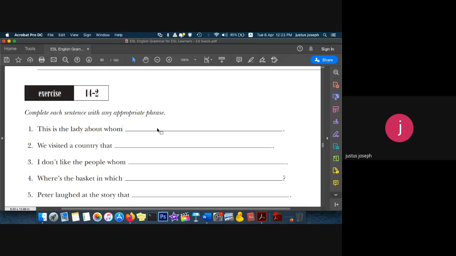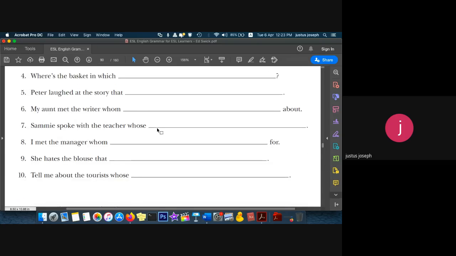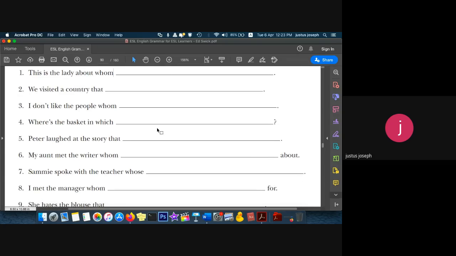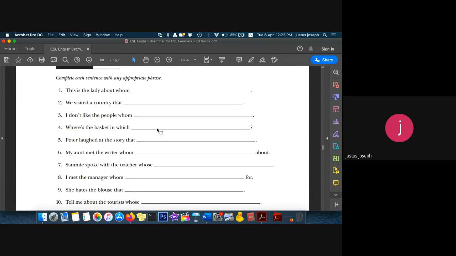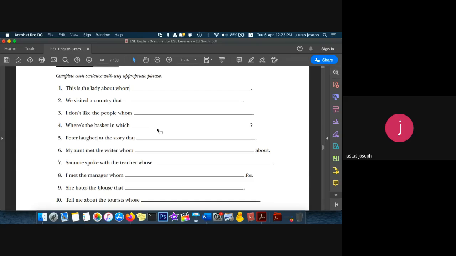I don't like people whom. Now this will take a lot of time because none of you will answer. So I would like all of you to take a photograph of this exercise, complete these phrases and send me a photo of what you have written. Don't try question number 6 and question number 8.